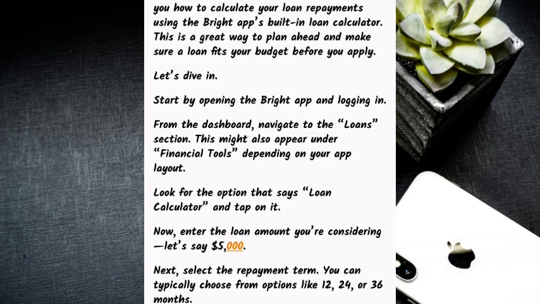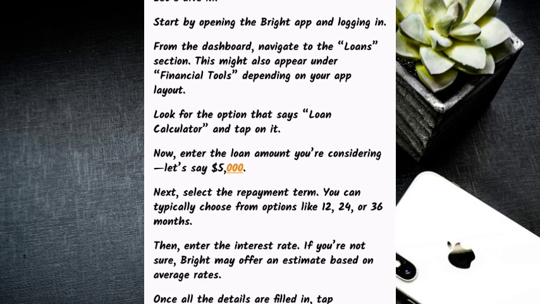Now, enter the loan amount that you're considering, let's say $5,000. Next, select the repayment term. You can typically choose from options like 12, 24, or 36 months. And then enter the interest rate. If you're not sure, Bright may offer an estimate based on average rates.